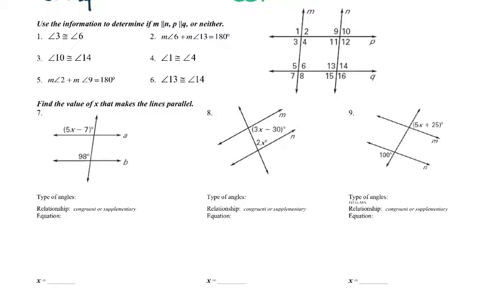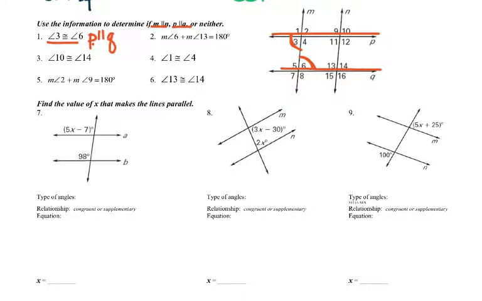This next one can be a little tricky. You've got a double checkerboard. It's going to give you a piece of information, like, for example, angle 3 is congruent to angle 6. And our choices are, does that make M and N parallel, or does that make P and Q parallel, or neither? So it has 3 and 6 are equal. Which pair of lines does that touch? You're right, P and Q.